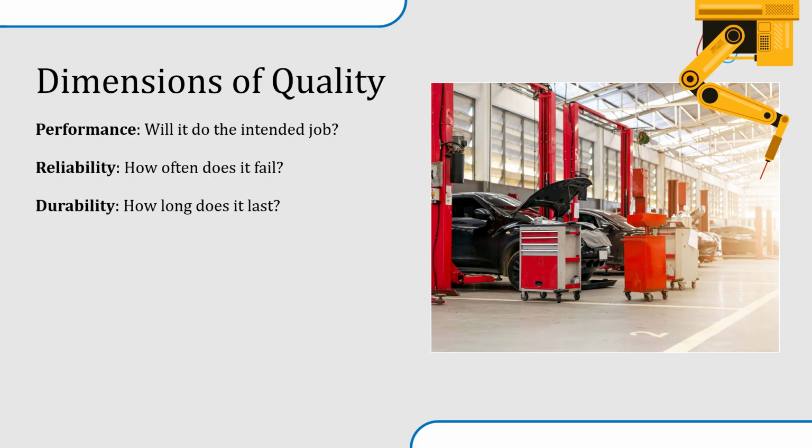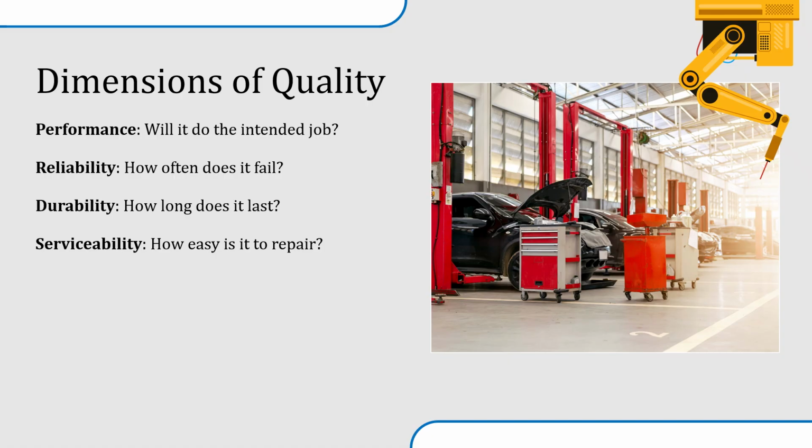Following reliability is durability, and that asks how long does the product last? This is the effective service life of the product. Customers obviously want products that perform satisfactorily over a long period of time. The automobile and major appliance industries are examples of businesses where this dimension of quality is very important to most of our customers.